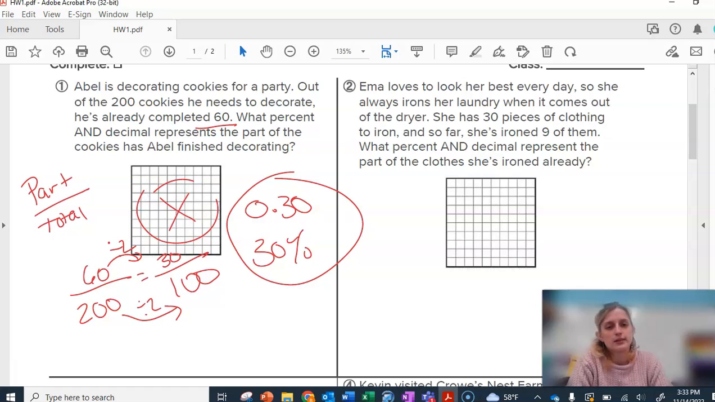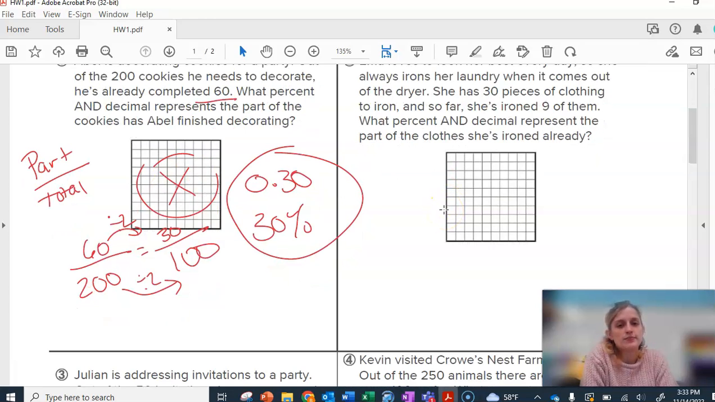Let's try another one. Emma loves to look her best every day, so she always irons her laundry when it comes out of the dryer. She has 30 pieces of clothing to iron, and so far she's ironed 9 of them. So the part that she's ironed is 9 out of the total, which is 30. Again, we want to make this out of hundreds. Well, we're going to start by making it out of tens.